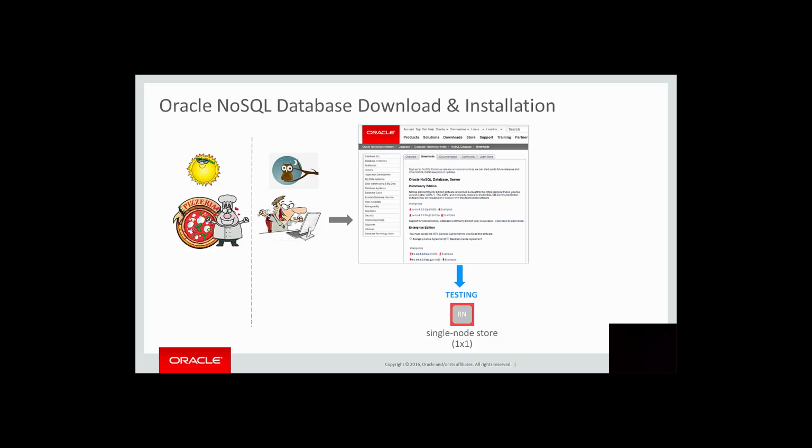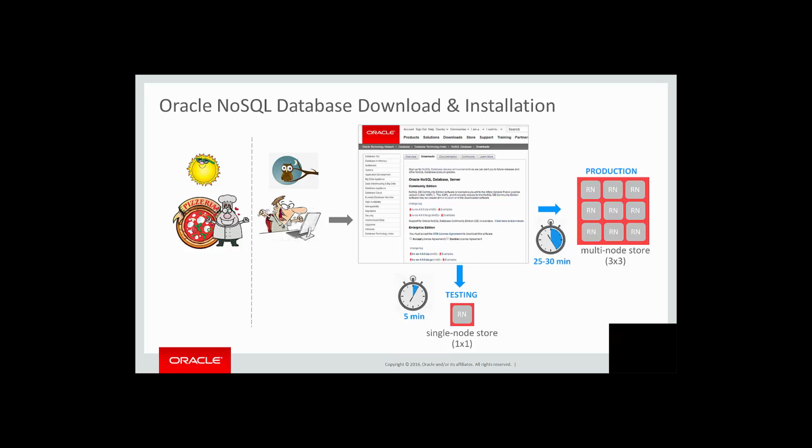So what I'm going to show in my demo is the download of the software and testing the single node store. The downloading process and setting up the store and being able to start testing is going to take about 5 minutes. In production, let's say a 3 by 3 node store, it's going to take about 25 to 30 minutes to set up and be ready. So in short, it's very easy and fast.